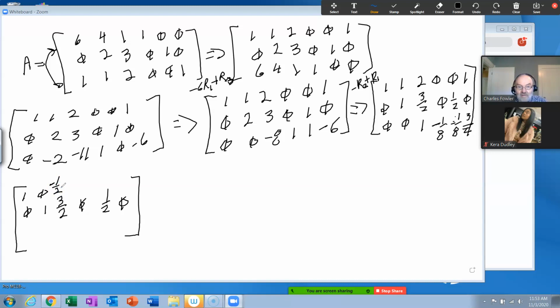Okay. 0. Okay, I can't get my pen to show up. There it is. 0. Negative 1 half. And 1. Okay. And then we have a 0, 0, 1, negative 1/8. I'm sorry, negative 1/8 and 3/4.